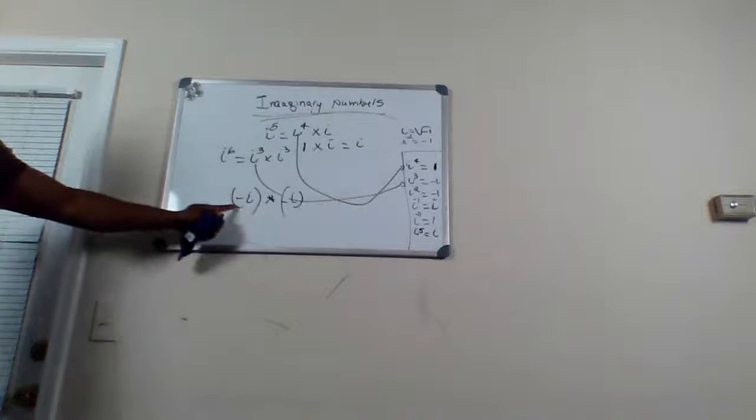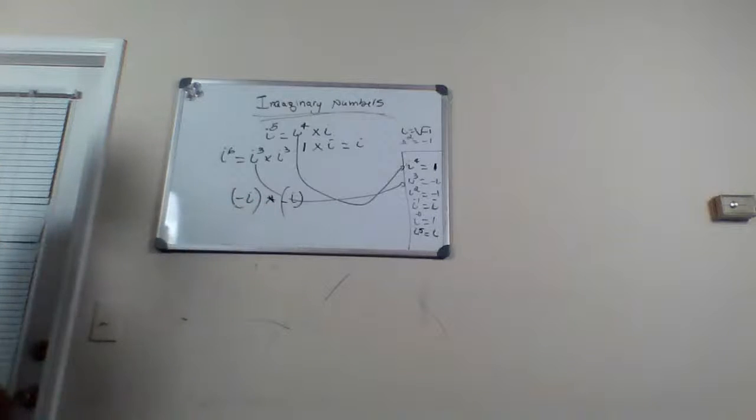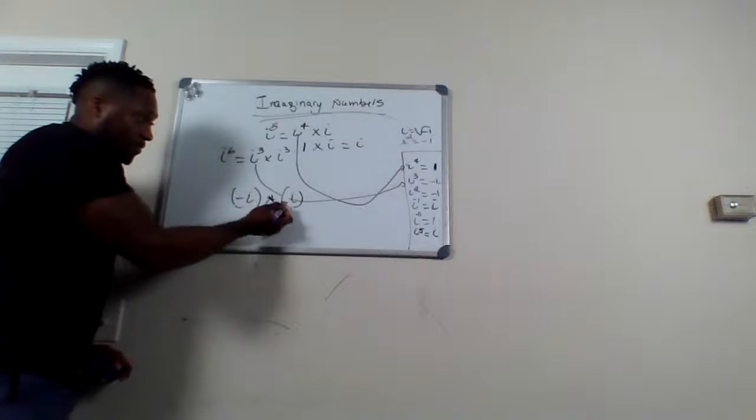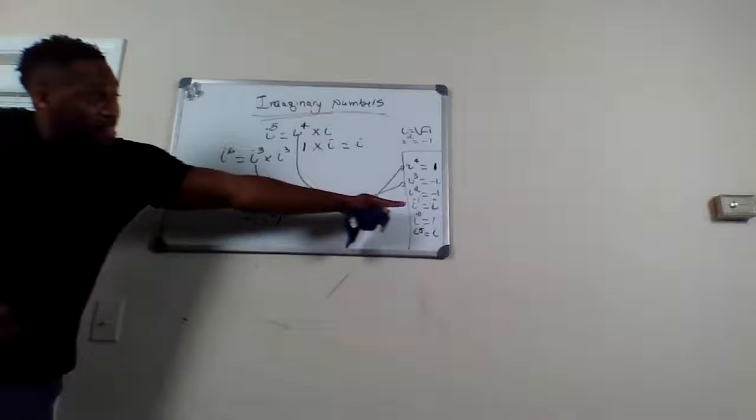So what does that give you? A negative times a negative is a positive. I times I is I squared, all right? So we have a positive. This becomes a positive I squared. What's I squared? -1.